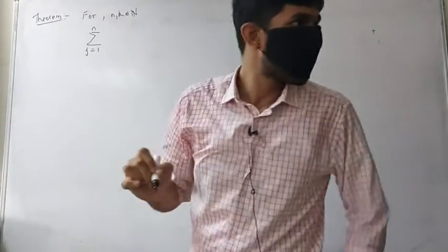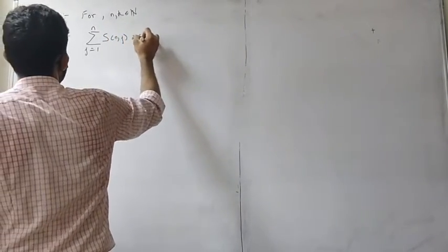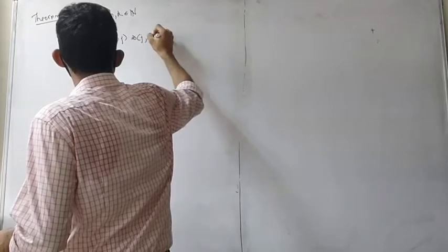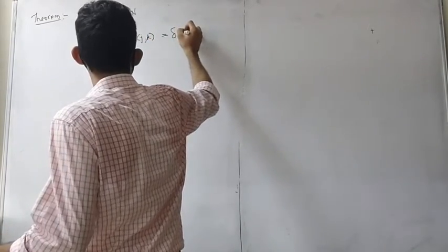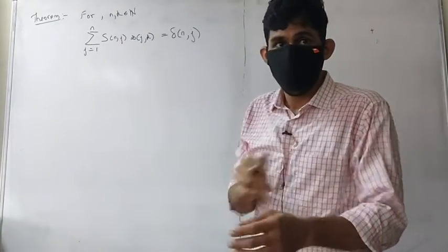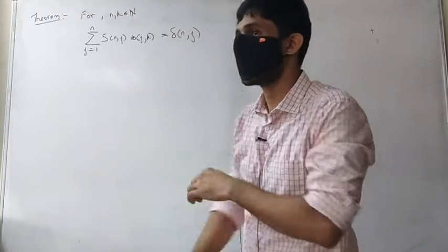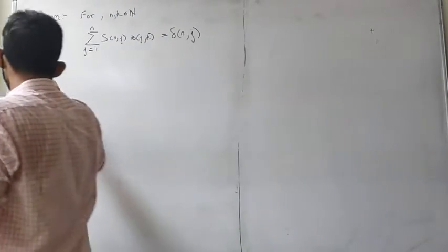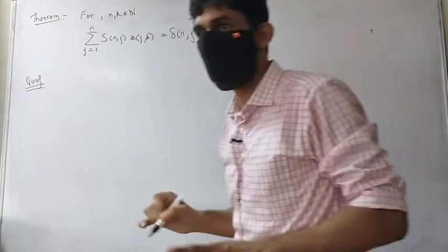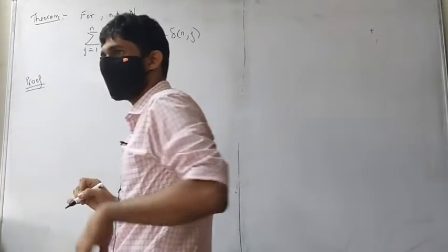The sum from j equals 1 to n of capital S(n, j) times small s(j, k) is always going to be delta. You all know what this delta is, right? Delta n comma k. When they are equal it is 1, when they are not equal it is 0. So when k is greater than n there is no problem. If you take the different cases, k greater than n, k less than n, and so on.